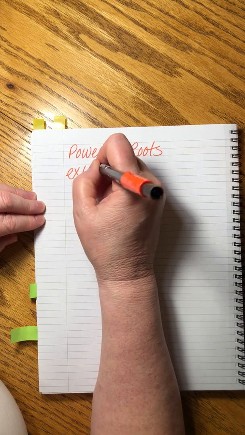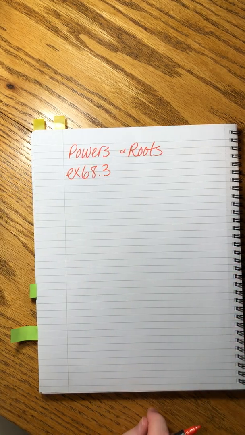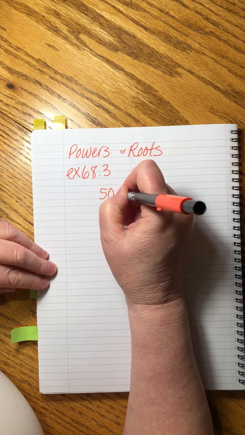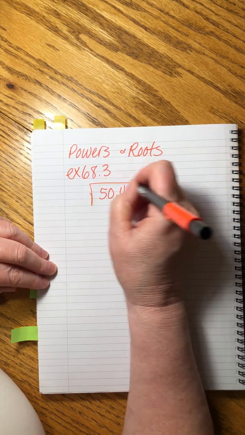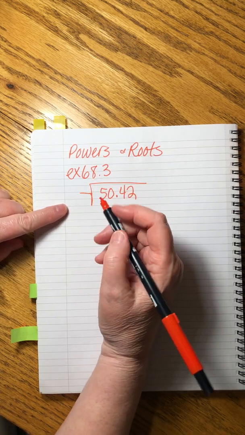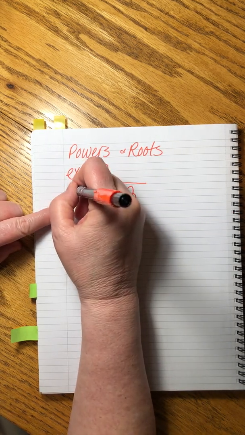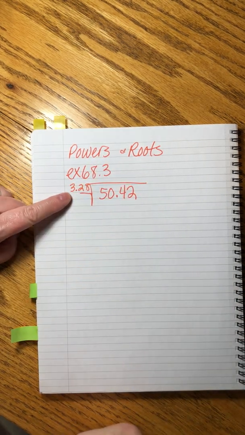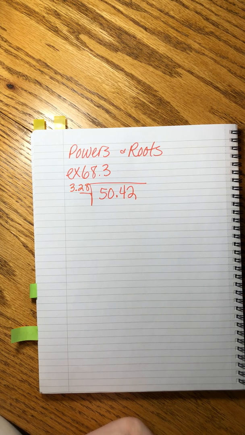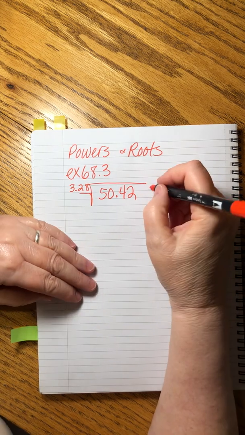Example 68.3. We are looking for, oh boy, are you ready? This is such a crazy number. We're taking the number 50.42 and we're looking for the number that multiplies by itself 3.28 times to give us that. What? That's nutty. But our calculator can find it out for us just fine.